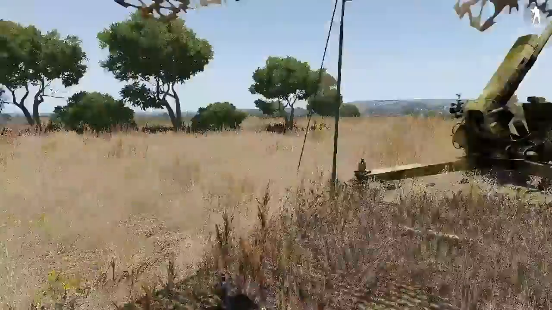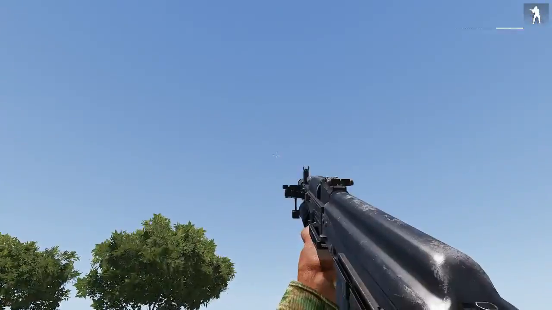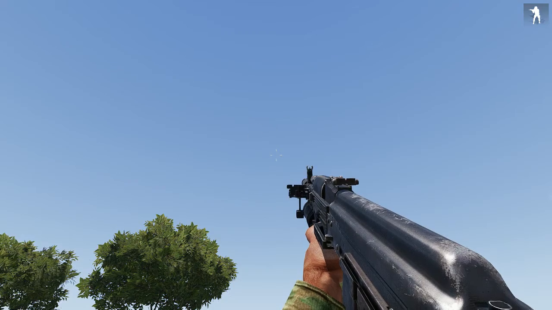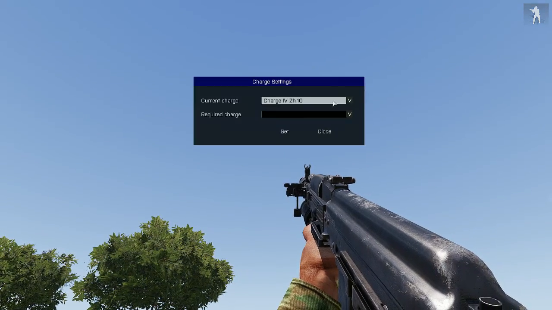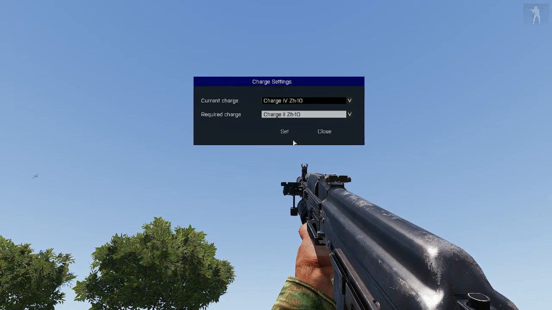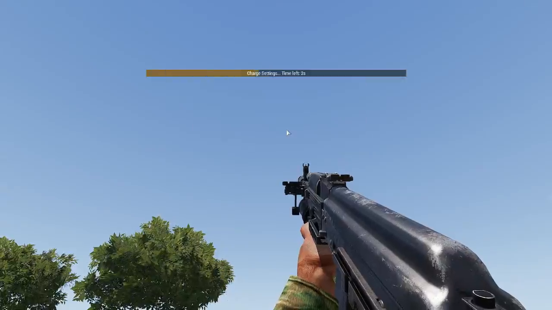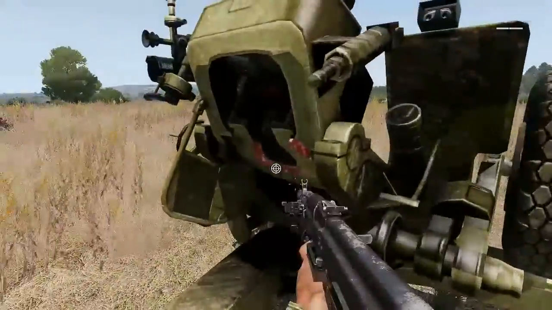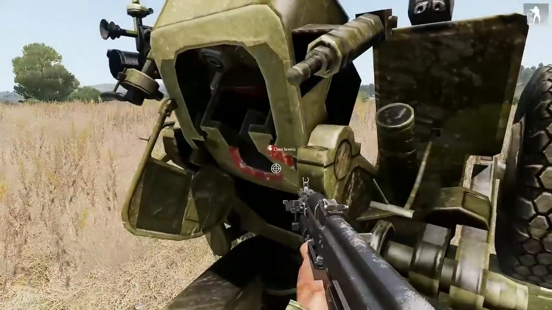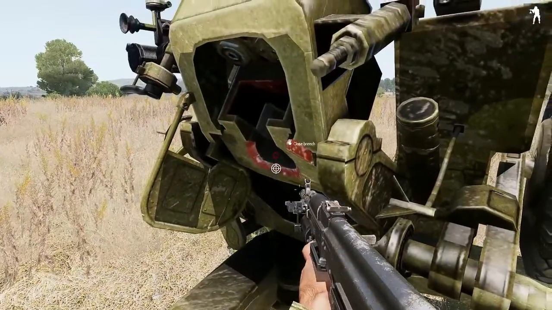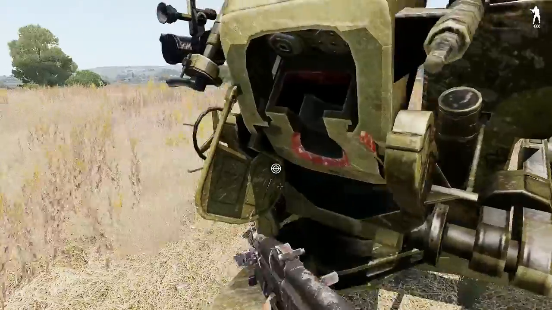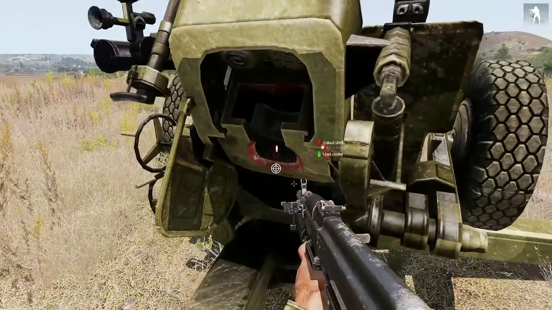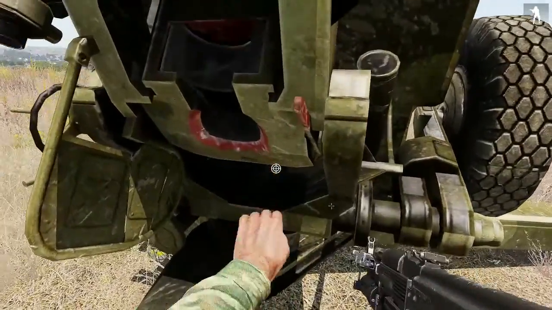What was that? Charge 2. So you need to set the charge setting. It's charge 2. Set the charge. Load the charge. No, I was going to load the charge. Load the casing. Good.